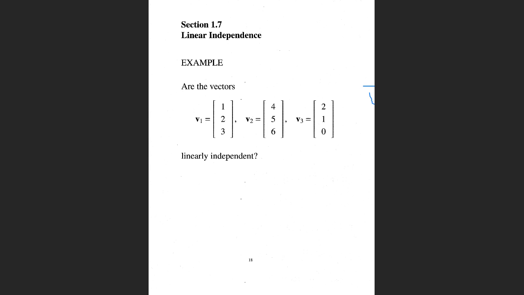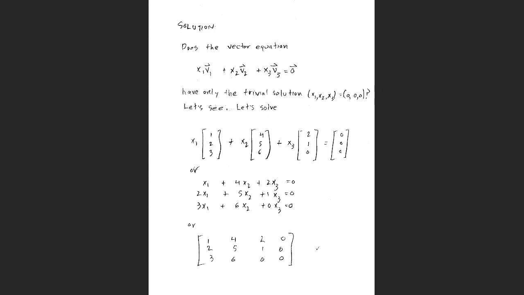And this is a little bit like here. In order to start, we have to say, what are we going to start with? Well, let's start with the definition of linear independence. So here's the question we have to ask: does this vector equation, x1 times v1 plus x2 times v2 plus x3 times v3 equals the zero vector, have only the trivial solution? That's what we need to find out. So we have to solve this vector equation for x1, x2, and x3.